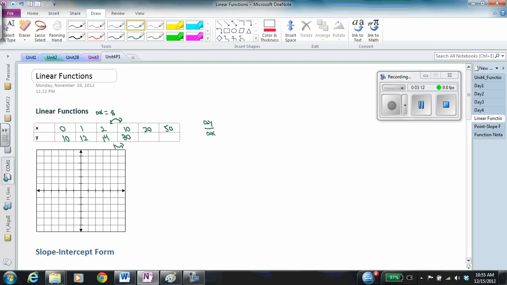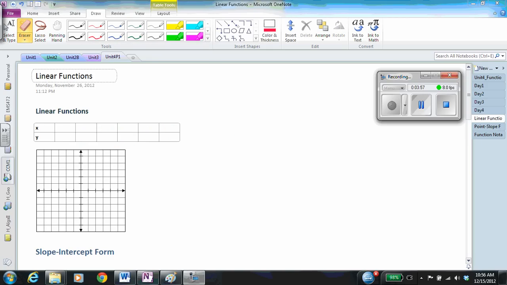So let's look at this and make sure we did it correctly. Change in y here is 30 minus 14. Change in x is 10 minus 2, so that's 16 over 8. Yep, there's the 2 that we wanted. So if I go up by 10 now in the x, I'm going to have to go up by 20 on the y, so that'll be 50. If I go up 30 on the x, I have to go up 60 on the y, so that'll be 110. So this is a linear function, again, with a rate of change of 2.